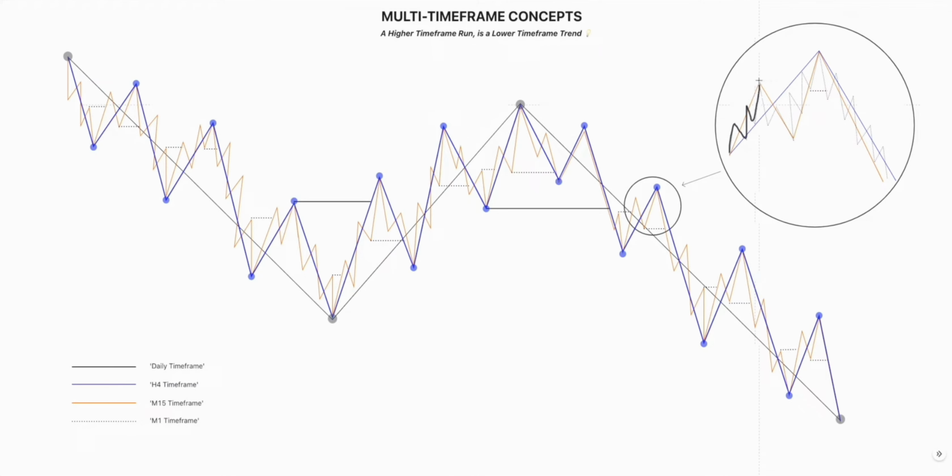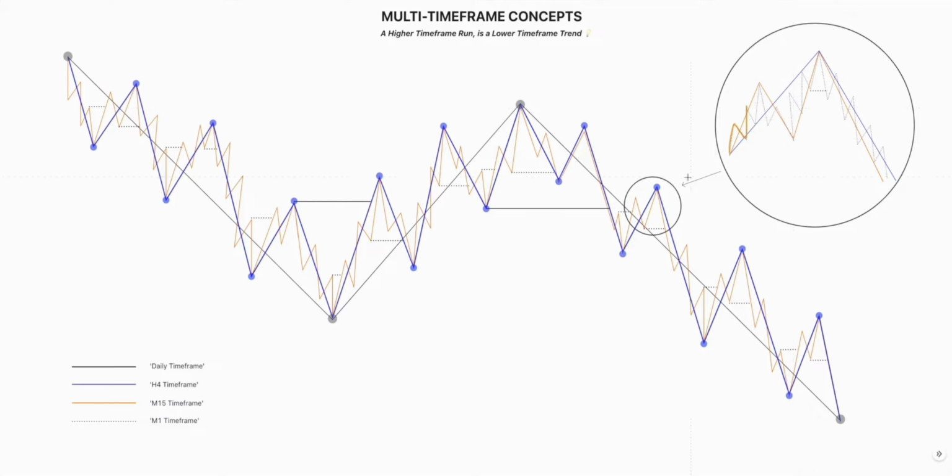So when the 1 minute shifts bearish and we get a 1 minute breaker structure, that's a signal that potentially the M15 pullback is now starting, right? So then the 1 minute shifts bearish to facilitate that M15 pullback. Then it shifts bullish, right? Which signals to us that potentially the M15 pullback is now finishing.